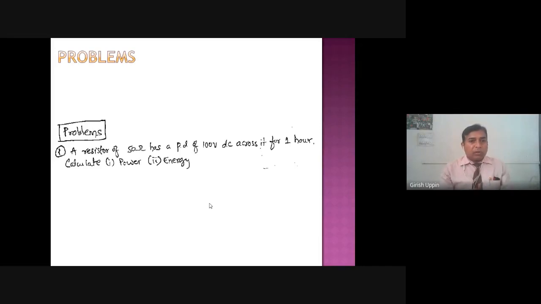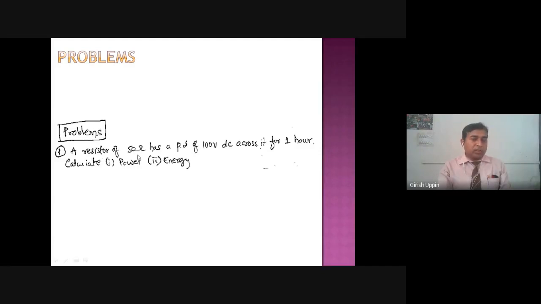So let us solve some problems. I hope everybody has pen and paper ready, and you would also require a scientific calculator for this particular subject so that you can solve the problems. If you have pen and paper, please take down the problem and try to solve it. The problem: a resistor of 50 ohm has a potential difference of 100 volt DC across it for 1 hour. Calculate power and energy.